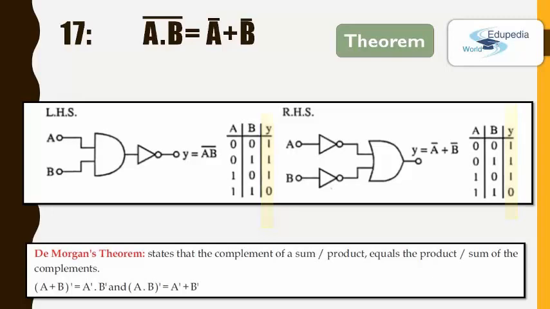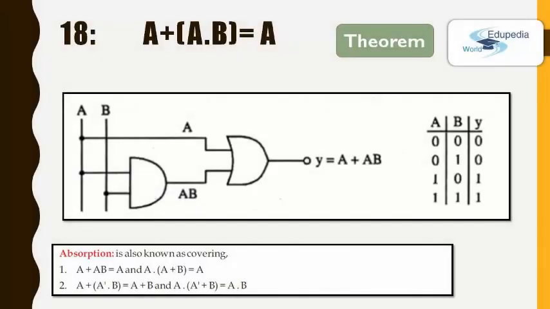Now let's go for the 18th law. A plus A dot B equals A. We call this absorption law, and it is also known as covering. Actually, for absorption law, it has several variations. In this variation, if you check the logic circuit, you can see A dot B is handled separately, and that output is inputted into an OR gate with the input A. Now in the truth table, you can see the output is the same as the input A.